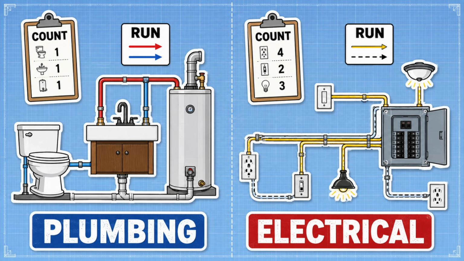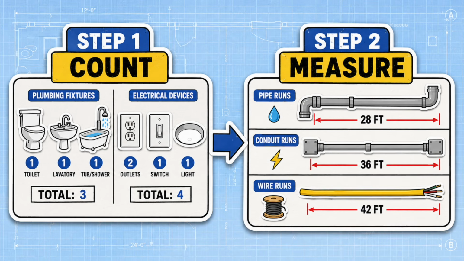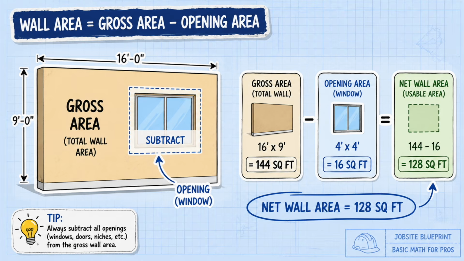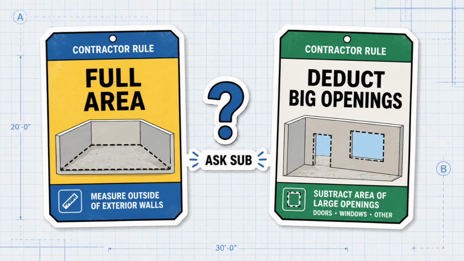Plumbing and electrical takeoffs are usually a mix of count items and measured runs. You count fixtures and devices, then measure pipe, conduit, wire, and main runs. For drywall, siding, flooring, and paint, surface area is the main driver. Measure the gross area, then subtract big openings if your trade or material requires it. Always check the trade rule, because some subs price full area and others deduct openings over a certain size.